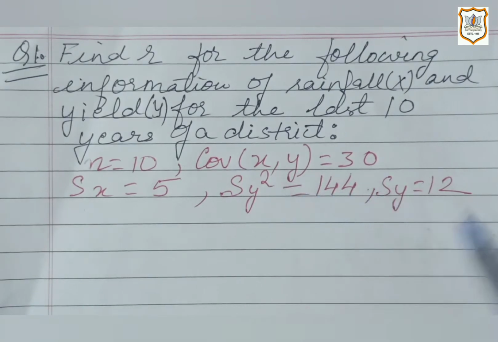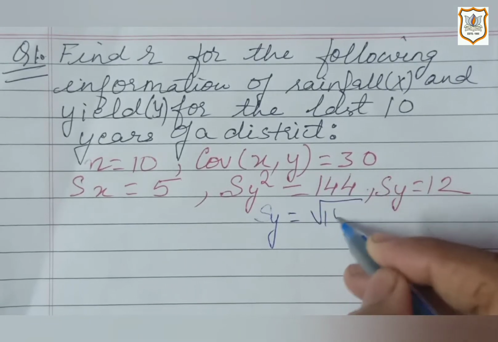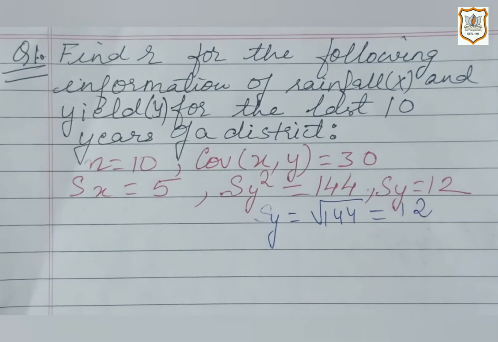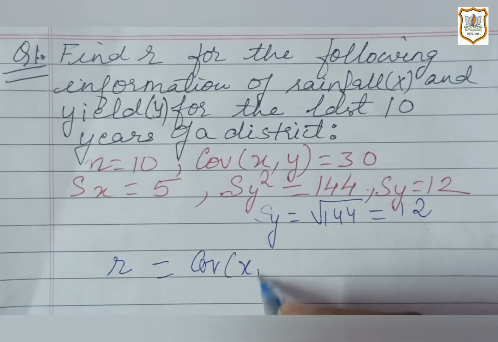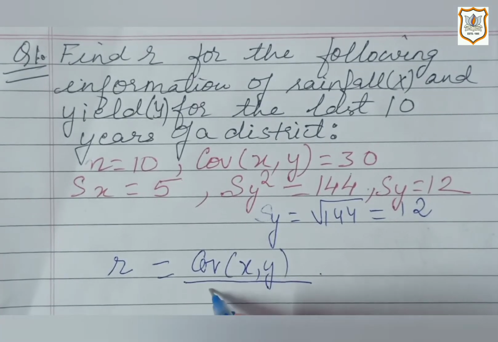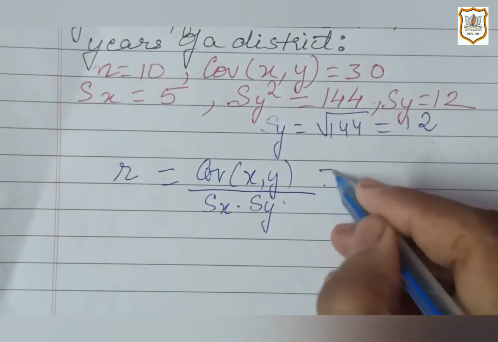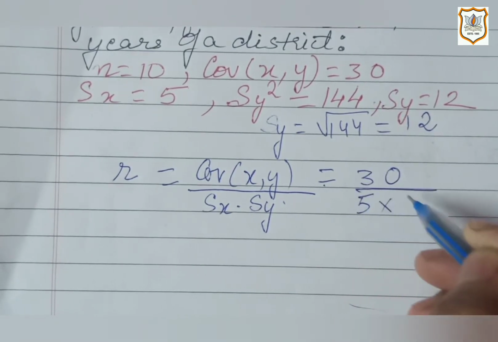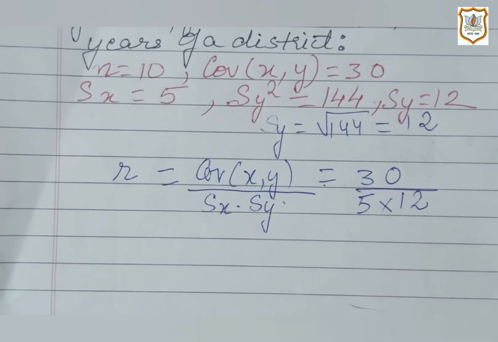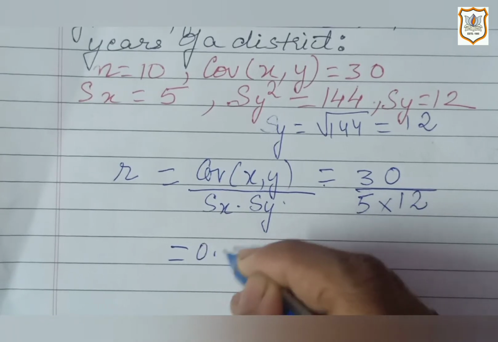Now since sy square is 144, sy you can take it as under root of 144, so that will be 12. Now you know the formula for R. R is equal to covariance xy divided by sx into sy. Now let us substitute the values. Covariance xy is 30 divided by sx is 5 and sy is 12. Okay, so now when you calculate this value, your answer will be 0.5.